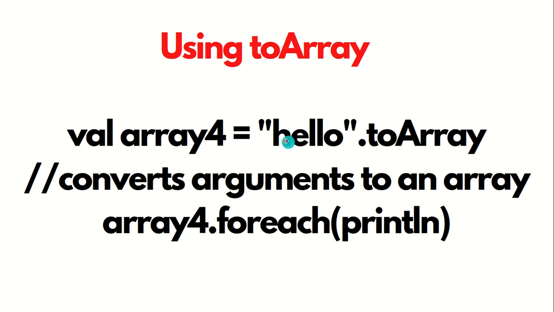The third one is using toArray. In this case, we are writing hello.toArray. It will convert the argument to an array. Because we are using foreach println here, it will be printed with H in the first line, E in the second line, L in the third line, L in the fourth line, and O in the last line. So this is how we can make use of toArray.